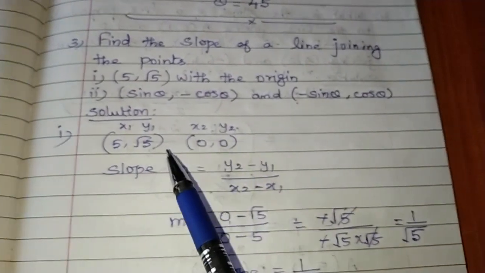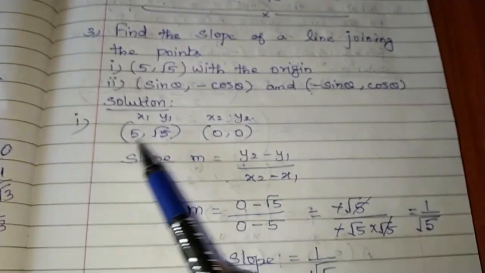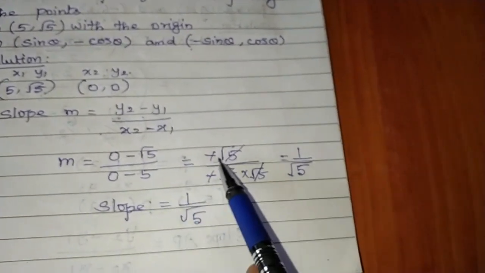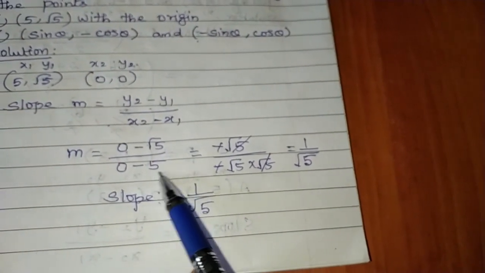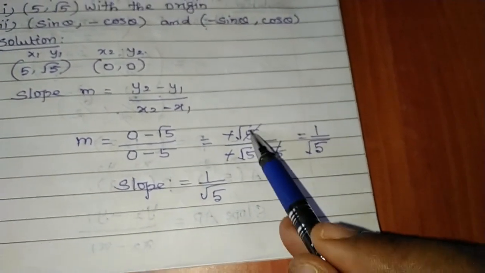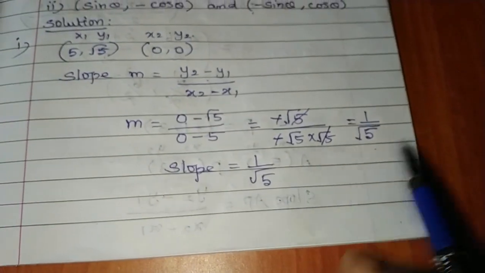y2 is 0 minus root 5, x2 is 0 minus 5. Listen, minus root 5, 0 has no value, minus root 5 over minus 5. Minus 5 can be written as root 5 into root 5. Cancel, we get 1 by root 5. Slope equal to 1 by root 5.